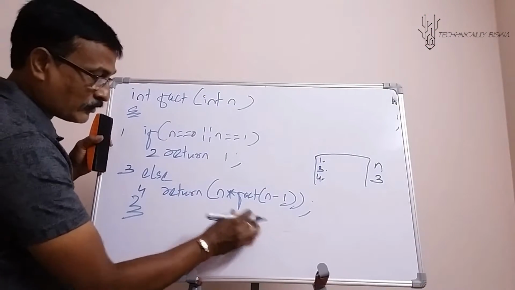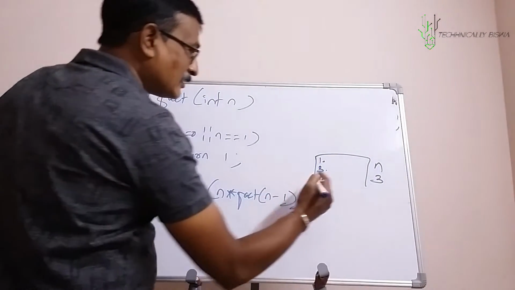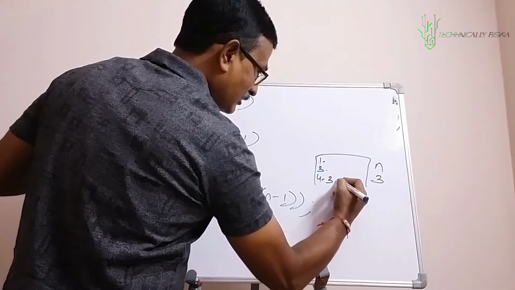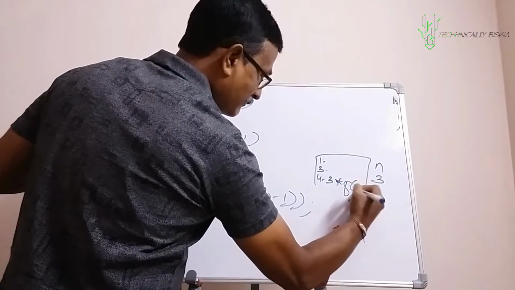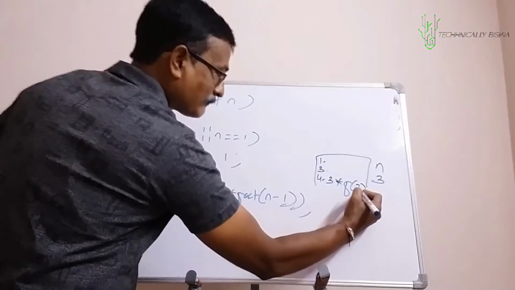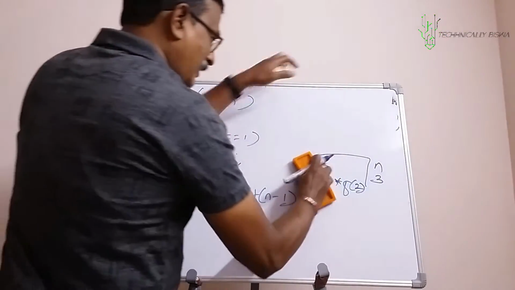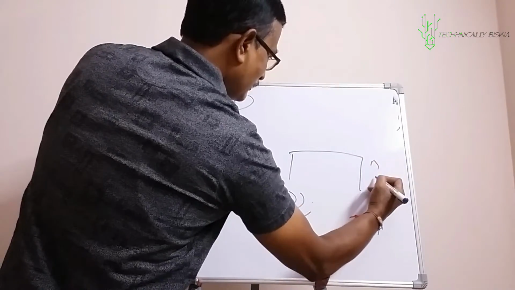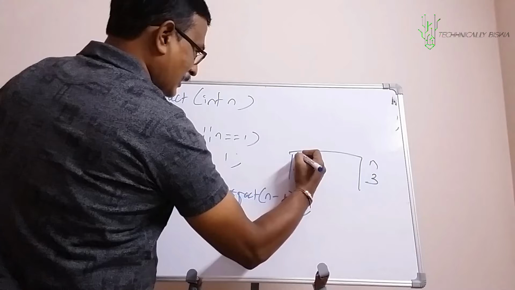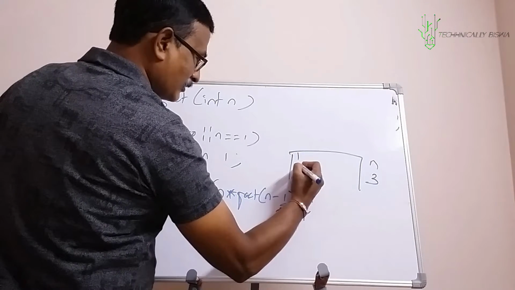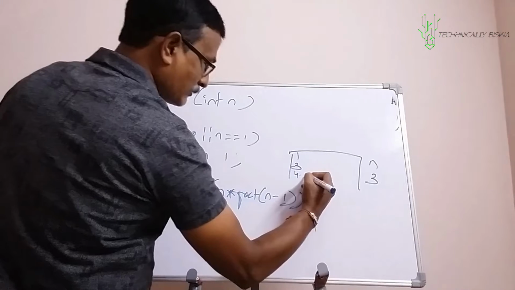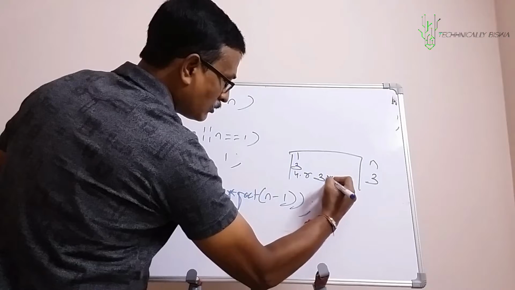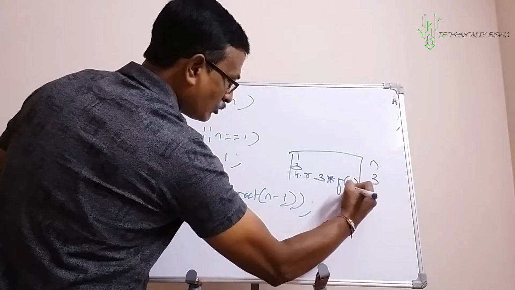Now look at line number 4. What is the line? Return. I'm just writing it symbolically here. What is the value of n? Return 3 into fact of 2, that is 3 minus 1. Let me write it a bit bigger so that it is properly visible. n has the value 3. Line number 1 is false, so control jumps to line number 3 directly. From there it goes to line number 4, where the line is return 3 into fact of 2.